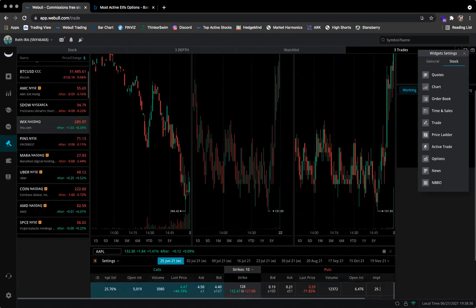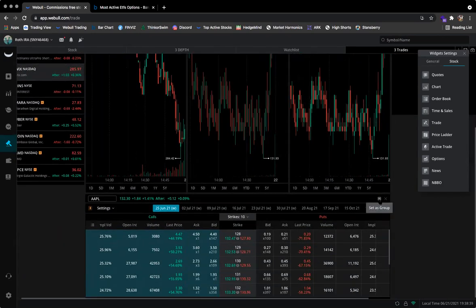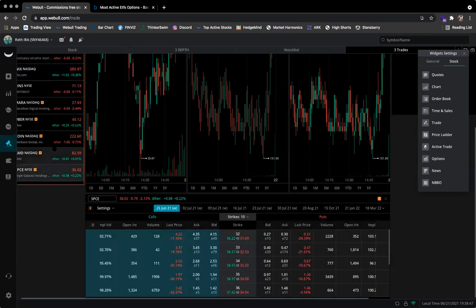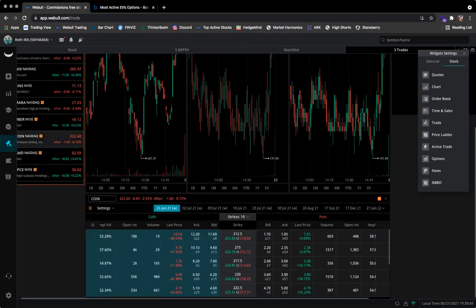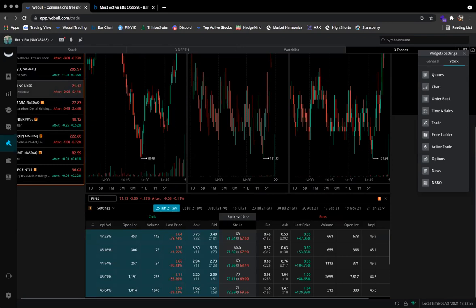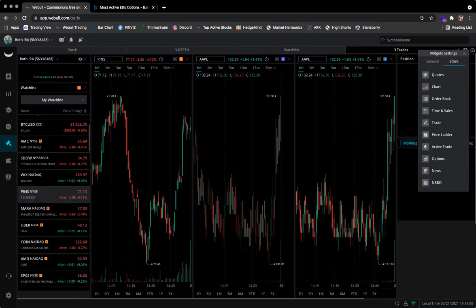But how do I get the options to follow? Click this little dash, right? And you want it to group one because your watch list is group one, okay? So now anytime I click on this watch list, it'll change my first window, which is grouped together, as well as my options window.